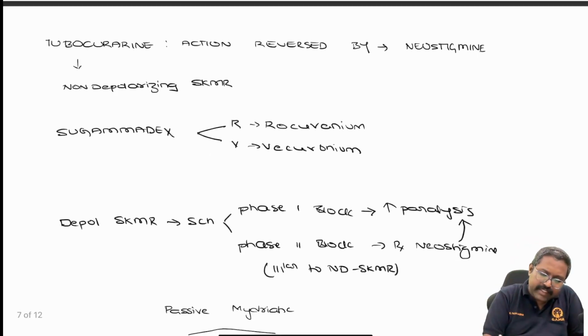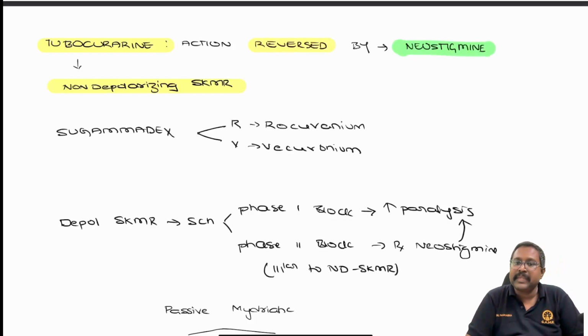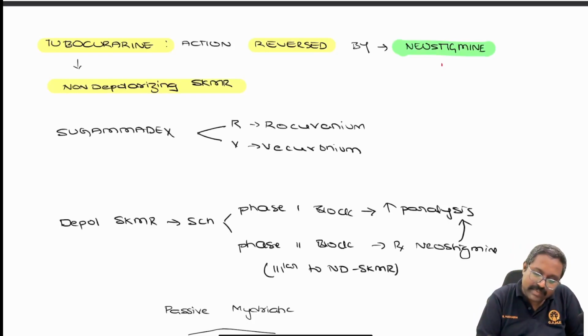Next comes tubocurarine. So what is tubocurarine? As you can see here, tubocurarine is a non-depolarizing skeletal muscle relaxant. Its relaxant action can be blocked, or reversed, by giving neostigmine, which is an anticholinesterase, which acts on the NM receptors. They can ask in your exam, they can act on which receptors? NM receptors.